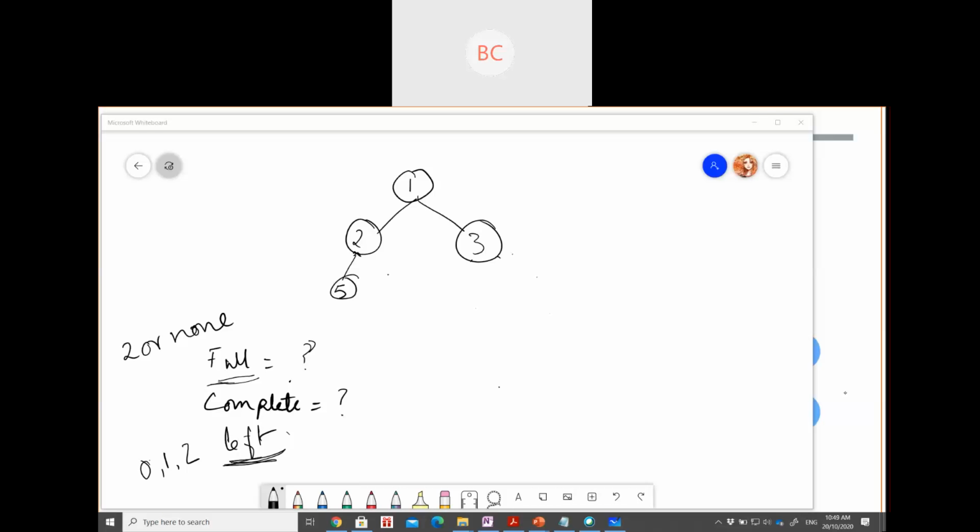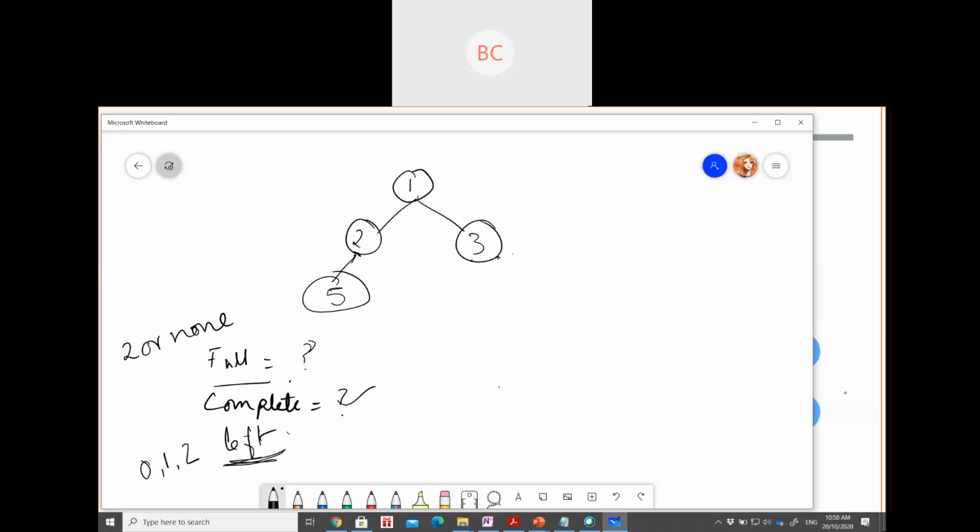It's a complete binary tree. Why? Because it's skewed towards the left side. If I draw it here, then it's not. Why? Because it's skewed towards the right side, meaning the left side is empty. For a complete binary tree, it should always have a child or children on the left side, not the right side. And it's not full. Why? Because this node has only one child. For full, the condition is two or none. Just remember that: for full, two or none. And for complete, at most two, and it has to be towards the left side. Okay, it's okay. You will get it slowly.